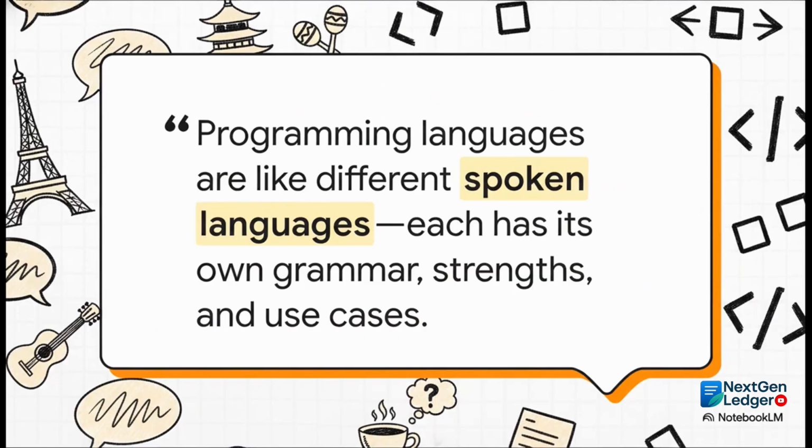Okay, so here's the absolute best way to think about this, and it'll make everything else click. Programming languages are a lot like spoken languages. You've got English, Spanish, Mandarin. They all have their own rules, their own grammar, and you use them in different situations, right? It's the exact same idea in the world of code. You pick the right language for the job.